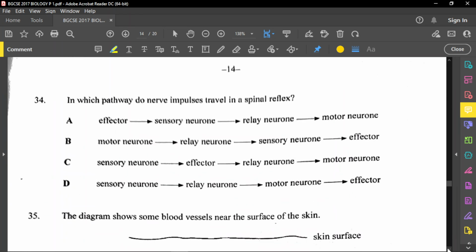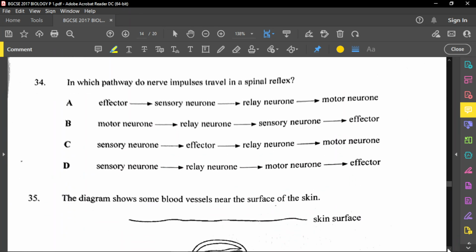All right. Question 34 is: in which pathway do nerve impulses travel in a spinal reflex? In a spinal reflex, the first thing that happens is you have receptor cells in the sense organ. But let me see if any started with receptor cells. No, we don't have the receptor cells right here. So after receptor cells, we have a sensory neuron, right? So A is incorrect because the effector is the last thing. The motor neuron is not the first thing either. It is the second to last thing. So the only answer here that makes sense is between C and D.